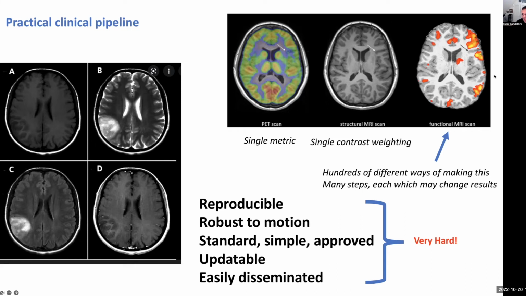And in subjects, if they move, how do you deal with that? It's more of an effect of motion than with other scans. So it's extremely difficult because there are so many different ways of making these maps. You need to make it reproducible and robust to motion. It has to be standard, simple, and FDA approved, which is another hurdle. It needs to be updatable as technology gets better, certainly the case with most MRI scans, and easily disseminated. How do you do that well? It's a very hard problem.